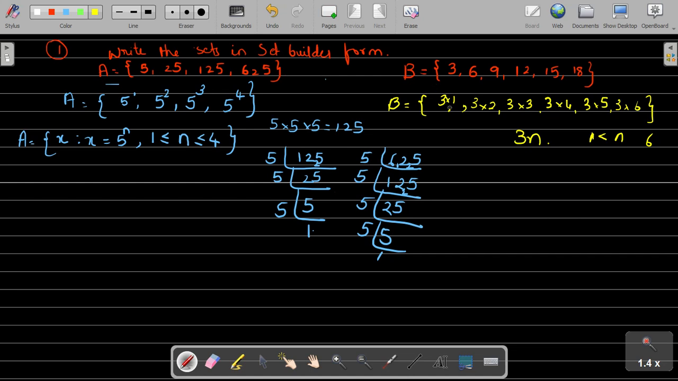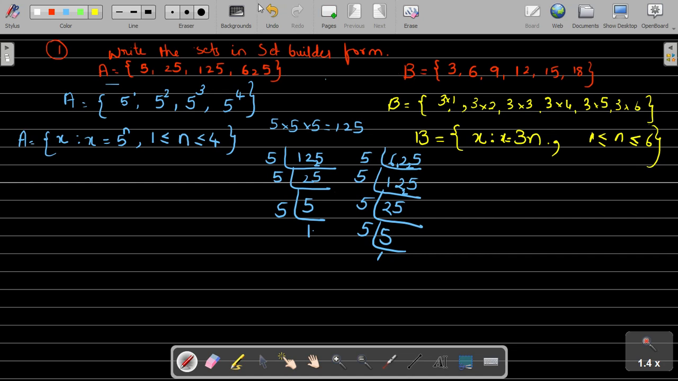1 is included or excluded? Included. So we'll write less than or equal to, and n is less than or equal to 6, because 6 is also there. So how do you write it in set builder form? B is equal to x such that x is equal to 3n, and n value lies between 1 and 6. How do you write that? 1 is less than or equal to n and n is less than or equal to 6. This is the way you represent a set in the set builder form.